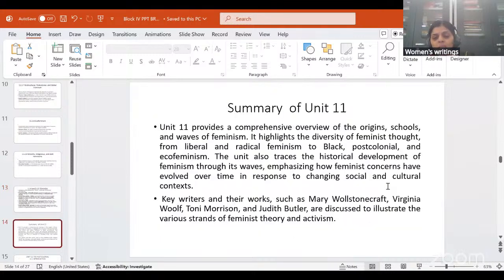So let's move on to the next part of our understanding. So there is a summary of unit 11. What exactly does unit 11 provide? It provides a comprehensive overview of the origins and schools of feminism. It highlights the diversity of feminist thoughts from liberal to radical feminism to black, post-colonial, eco-feminisms. This unit also traces the historical development of feminism through its waves, emphasizing how feminist concerns have evolved over time in response to changing societal and cultural contexts.